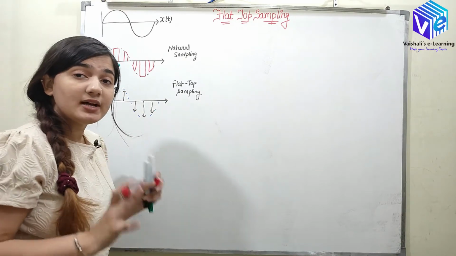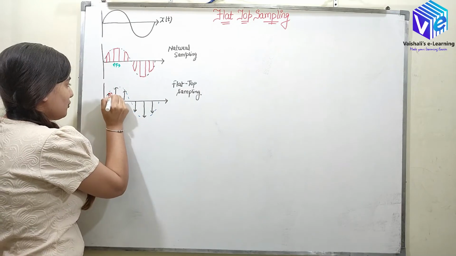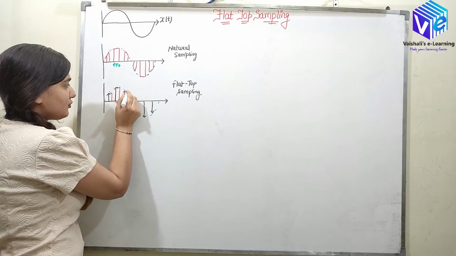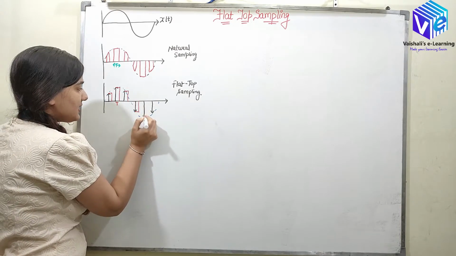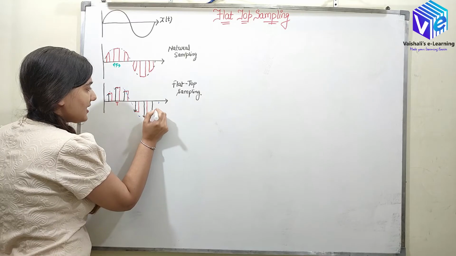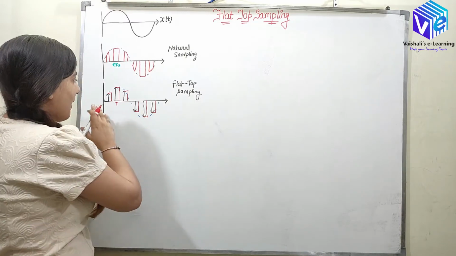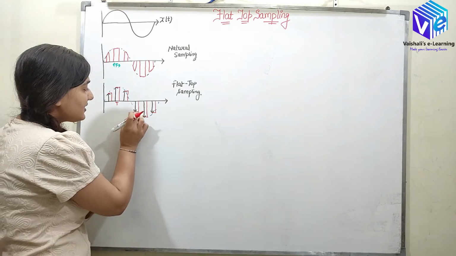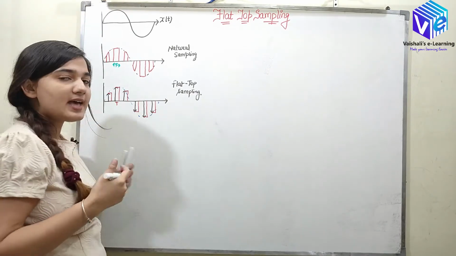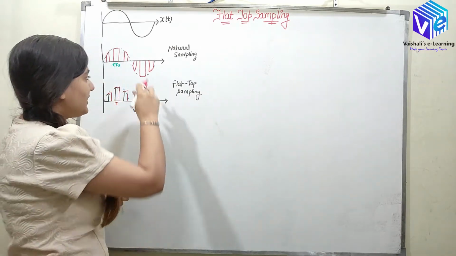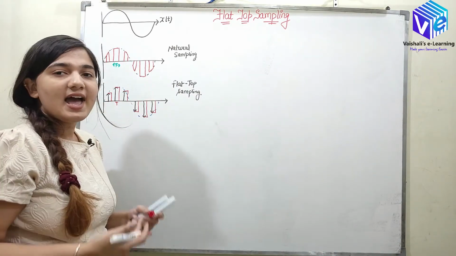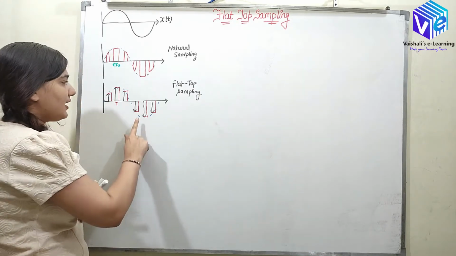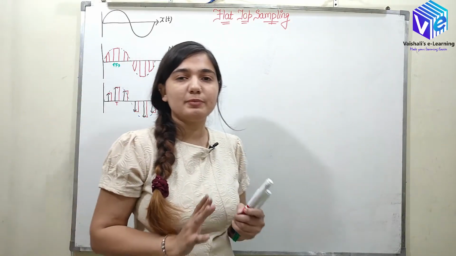Now I'll use a pulse stretcher network to stretch each pulse for a finite duration t. From here you can see every pulse has a fixed amplitude. The amplitudes of all the pulses are different from each other, but a single pulse has a constant amplitude, whereas in natural sampling a single pulse has different amplitude at different points of time. So here the power calculations would be very easy.